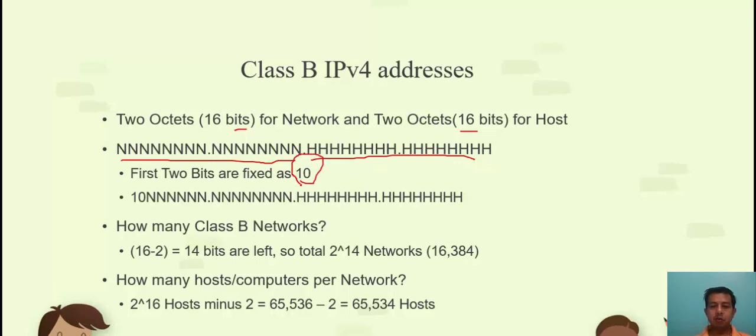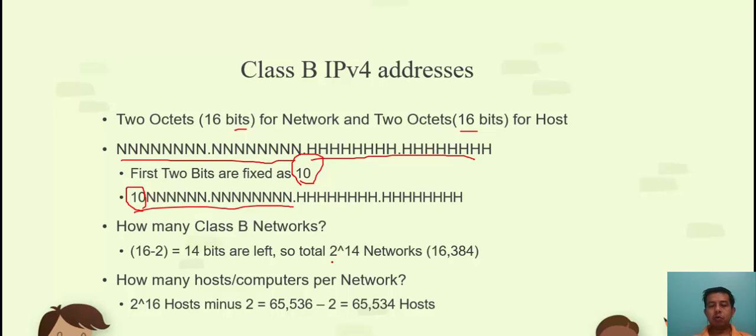The first 2 bits are always fixed to be 10. Again, remember why do we fix bits? Because these are used as self-describing. So out of 16 bits for networks, 2 bits are always fixed. Okay, so how many bits are left? 14 bits. 2 bits are always fixed out of 16, so 14 bits are left to indicate network.